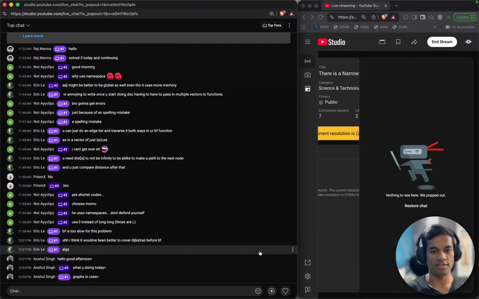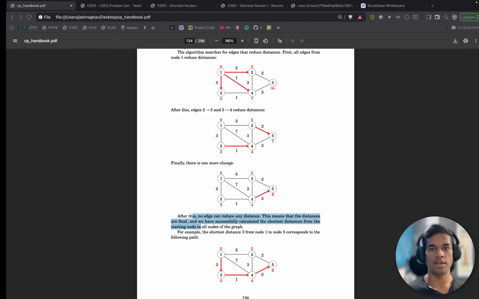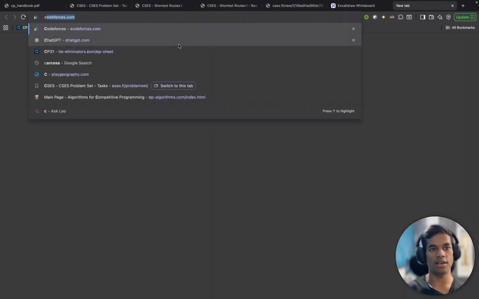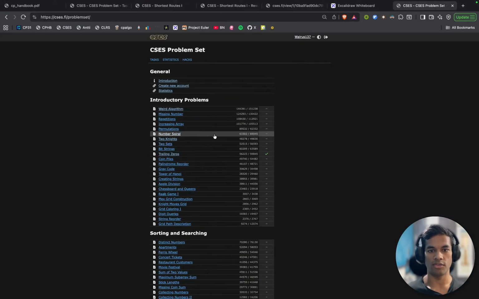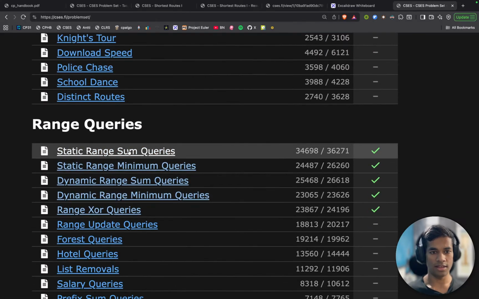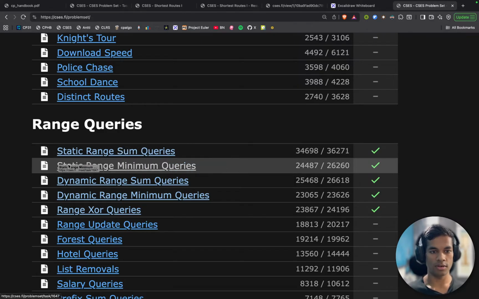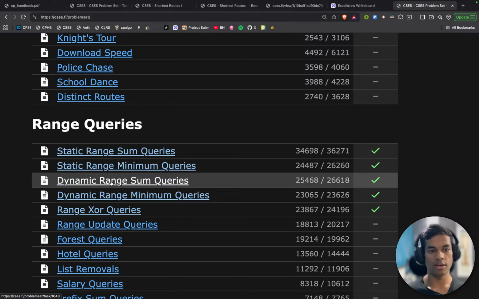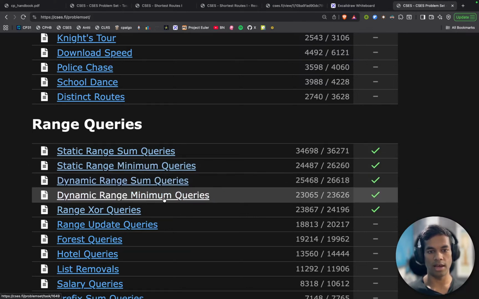And one more thing, I just got to know about segment trees, and they are pretty good. I solved a couple of questions in range queries. These are easy static range minimum queries, and for those we use a sparse table. For dynamic range minimum and sum queries we can use segment trees, and that is pretty nice. Segment trees are pretty cool.